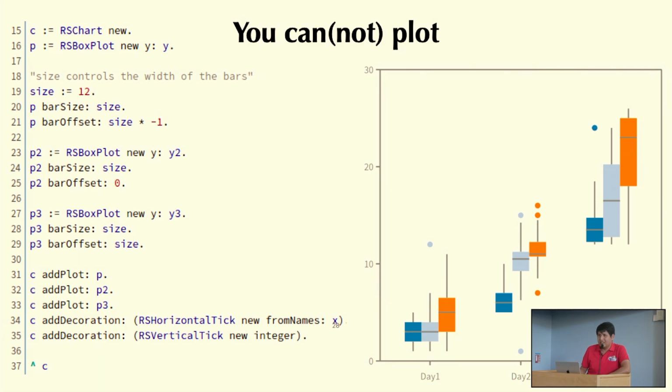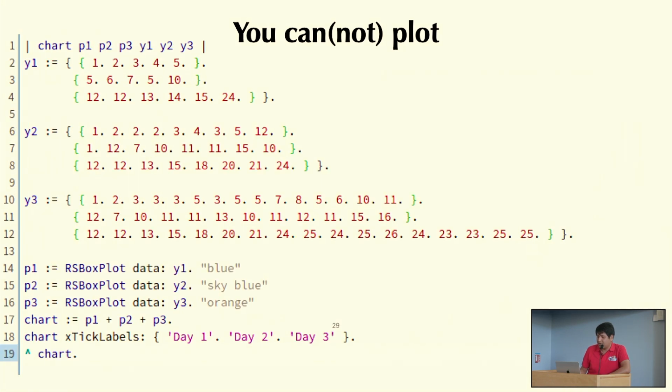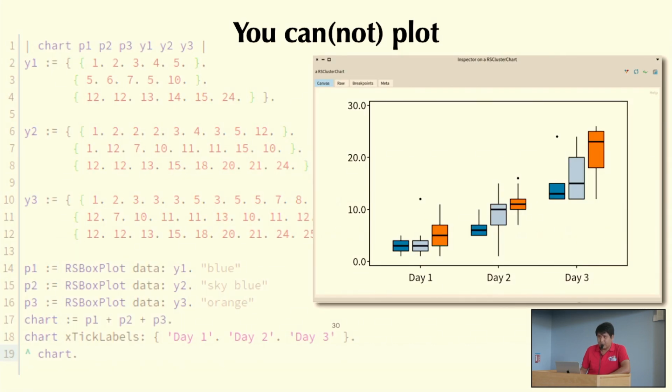But we said, okay, this is too long. We can do it better. So now this is kind of the new API. You create some plots, and then with the plus operator, you can combine them, and you are going to have the same, or kind of the same, visualization of the box plot.